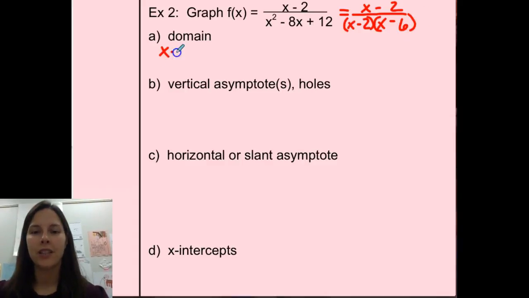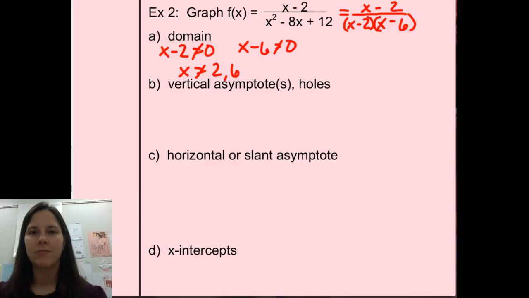Before you cancel, you need to give the domain restriction. So x minus 2 cannot equal 0, and x minus 6 cannot equal 0. So we get x cannot equal 2 or 6 when we add those values to both sides.